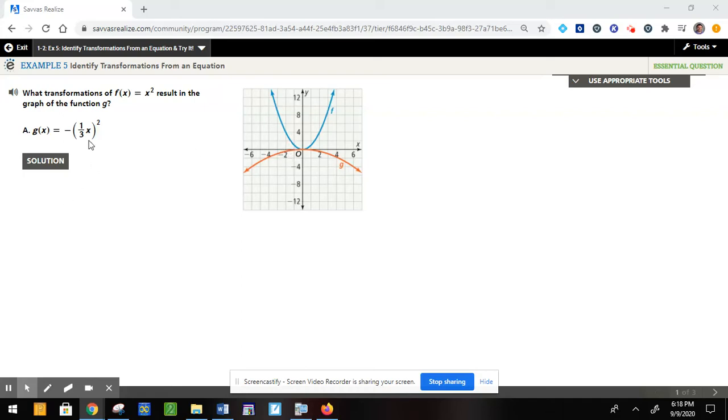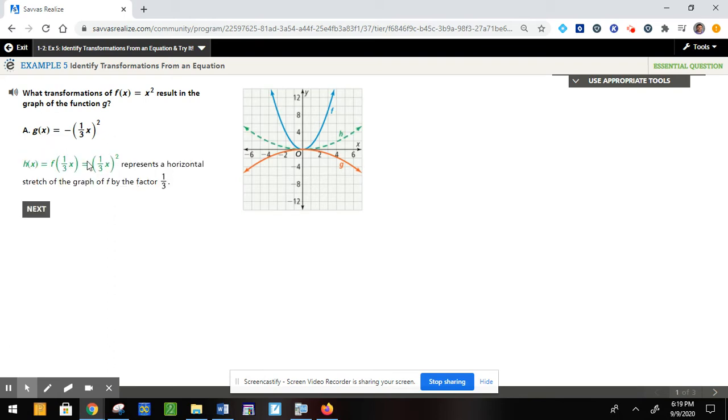Right, so this is really just saying, here's the equation. What did it do to the original f of x equals x squared? Two things are different. There's the negative sign, and there's the 1/3. The 1/3 is going to stretch it out and make it wider, and you would say it's a horizontal compression by 1/3. I'm sorry, a horizontal stretch by 1/3. And then that negative sign is going to flip it upside down, so you're going to call that a reflection over the x-axis.